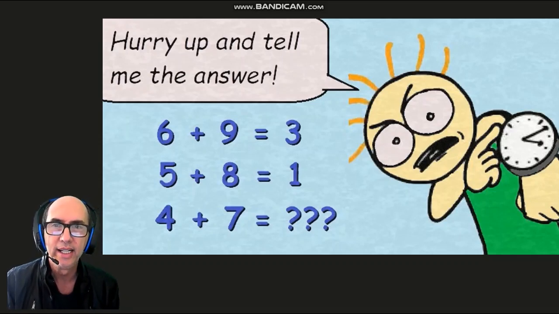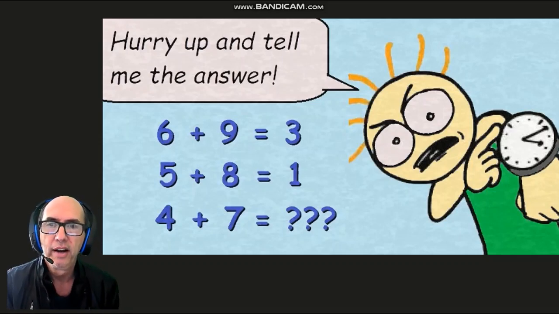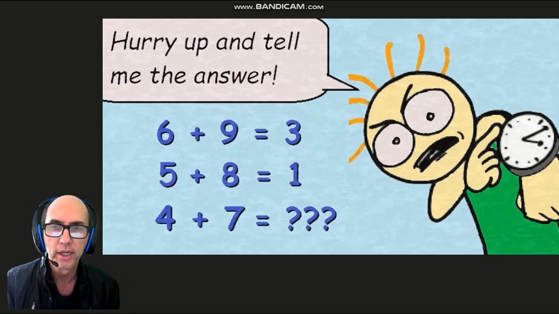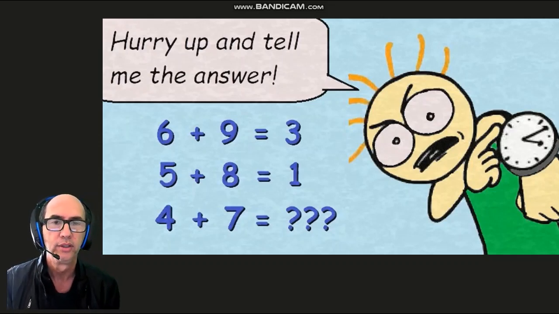6 plus 9 equals 3. 5 plus 8 equals 1. And then what would be the answer for 4 plus 7? I don't know, but the guy in the picture looks very upset, in a hurry. Hurry up! Tell me the answer. He's pointing to his watch, and this might be a clue. So think about your answer, and we will check it later.